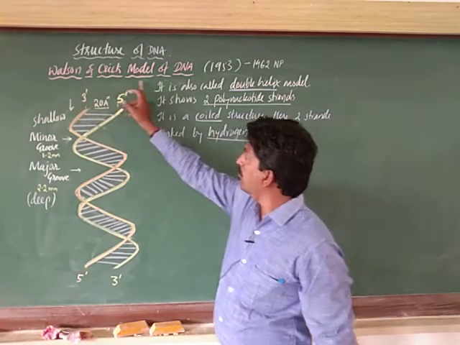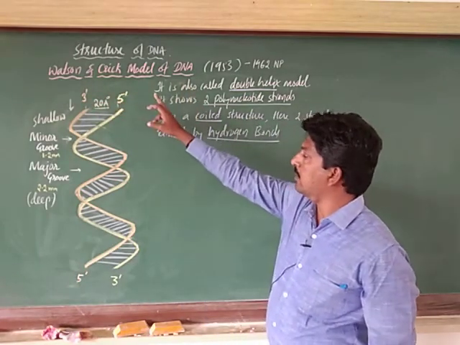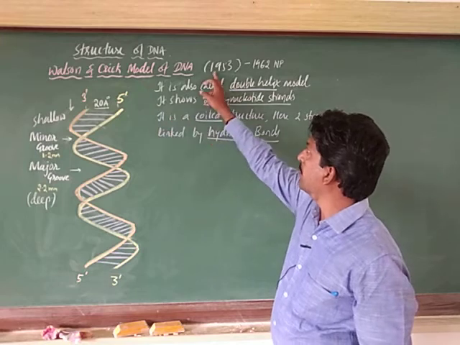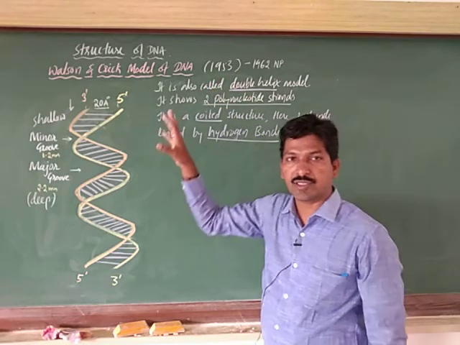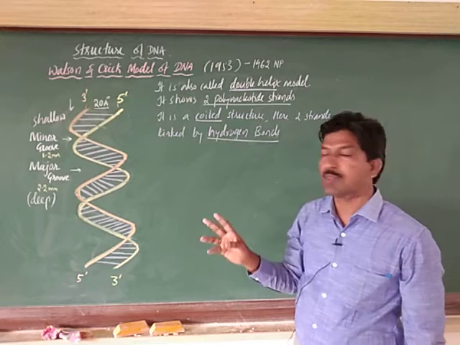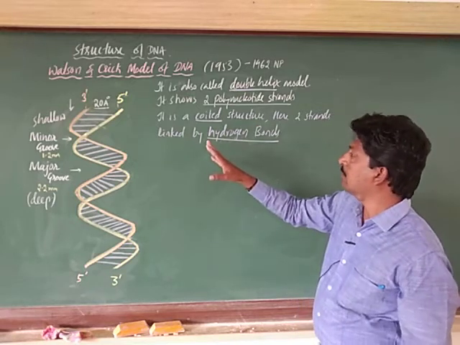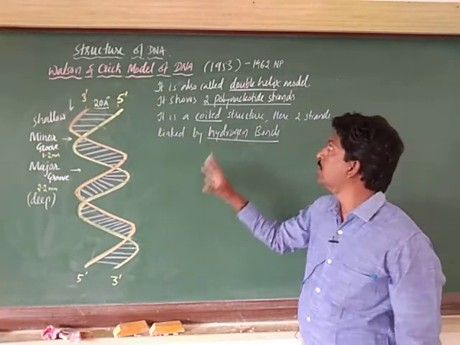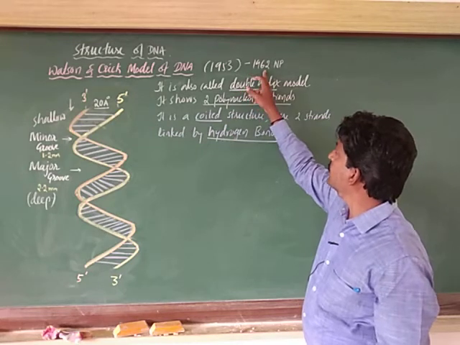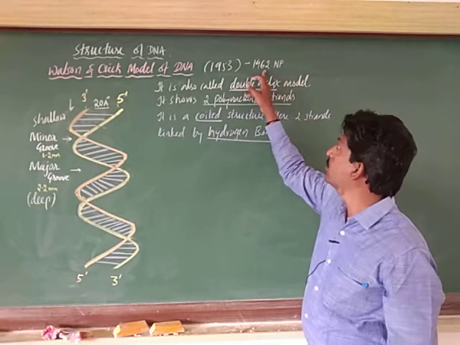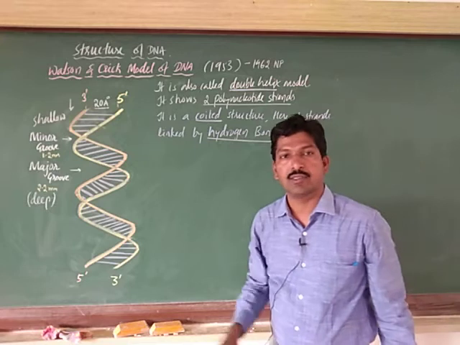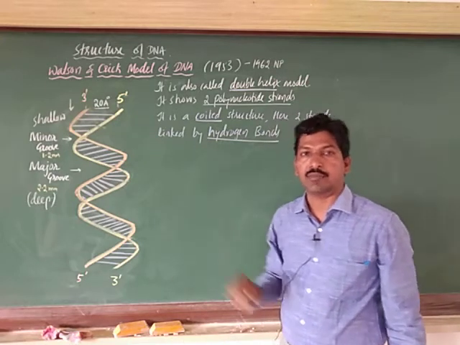Watson and Crick explained this structure in 1953, and for the explanation of this structure they got a Nobel Prize in 1962.